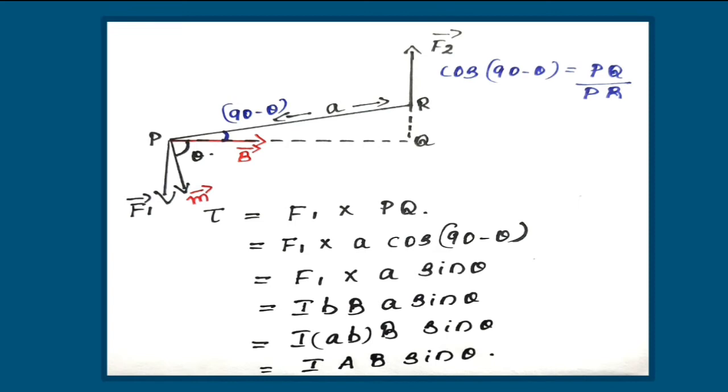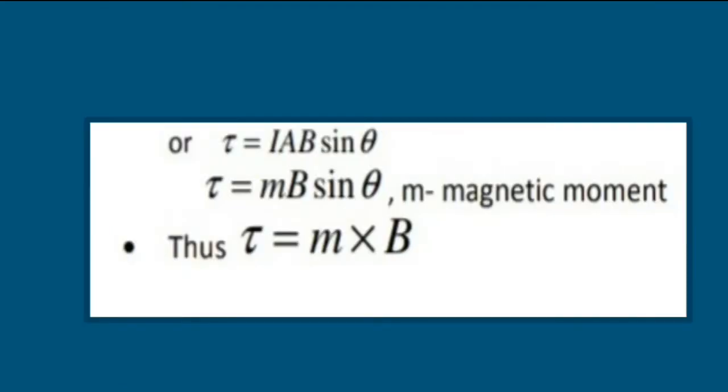Now, what will be the angle RPQ? It should be 90 minus theta, and from that right triangle PQR, we have cos(90 minus theta) equal to PQ by PR. So PQ equals PR cos(90 minus theta), and we get it to be a sin theta. That is, PQ is a sin theta, and substituting we have the expression for torque as IAB sin theta. And IA, we know, is the magnetic moment, so our expression becomes MB sin theta, and the vector expression we write as torque tau equal to M cross B. So this is the vector expression for torque.